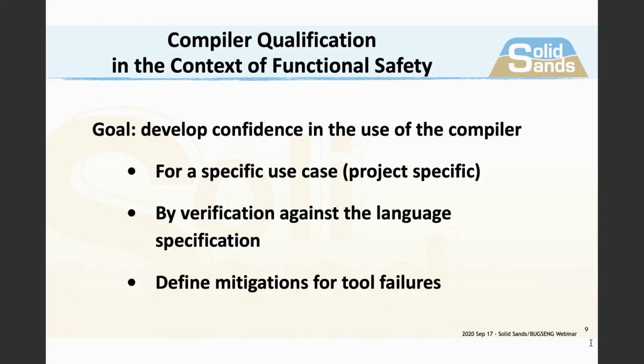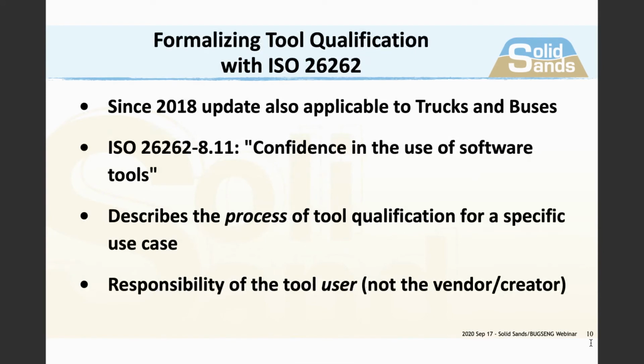Now, not all compilers will pass this verification. In fact, we have never run into a compiler that passes all of these verifications. And so you have to define mitigations. You have to define workarounds where the compiler does not abide by the required rules.